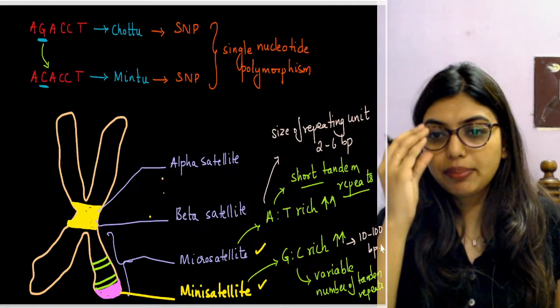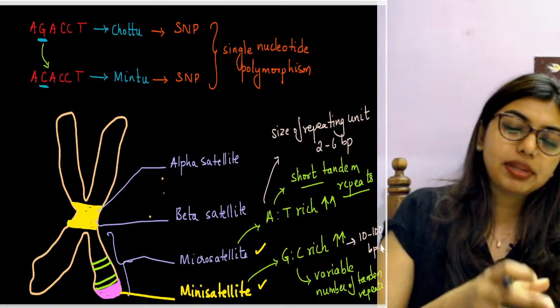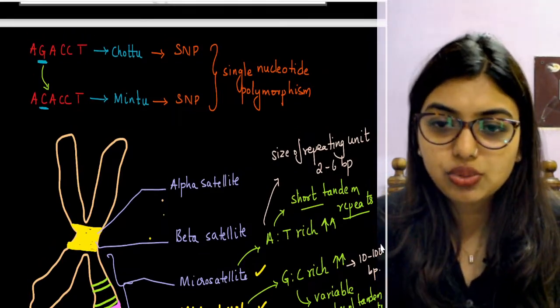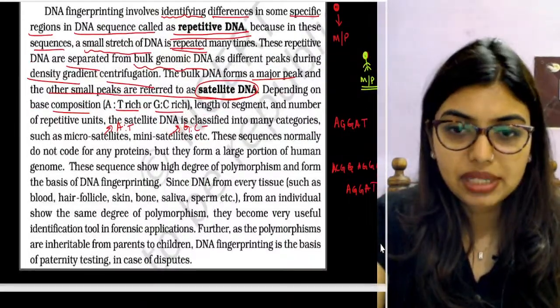So depending on how many repeats there are, different types of satellites exist. You only have to focus on micro and mini satellites. I've given you an idea.